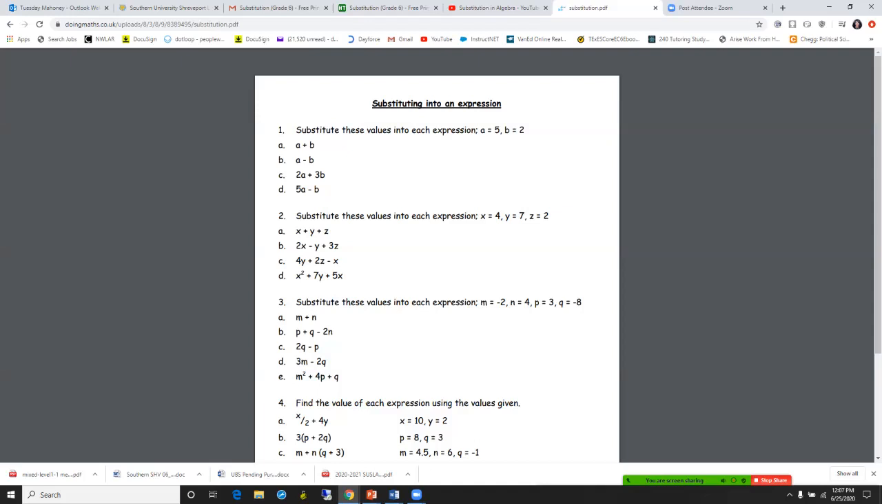Now let's look at B. We have 2, and the x is 4. That's going to give you 8 minus 7, which is going to give you 1. You see that? Plus 3 times 2 is 6. So that'll be 6 plus 1, which will give you 7.